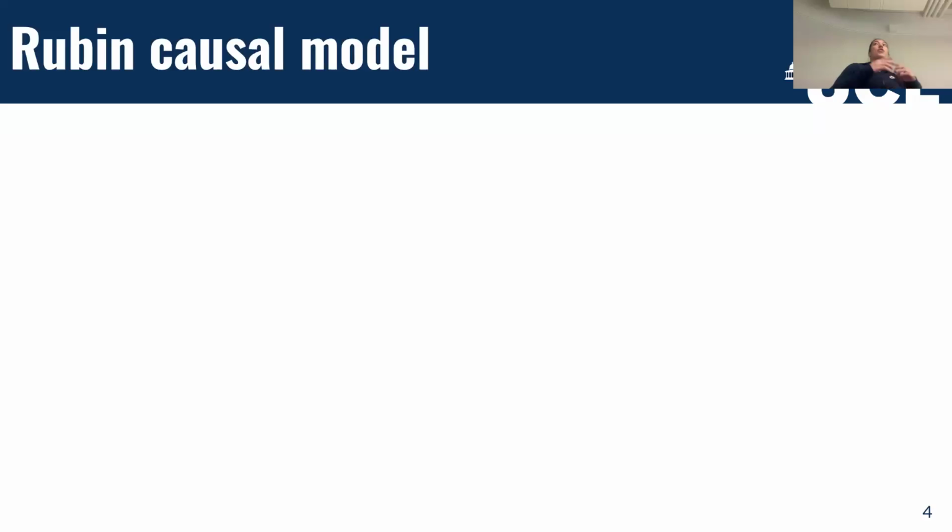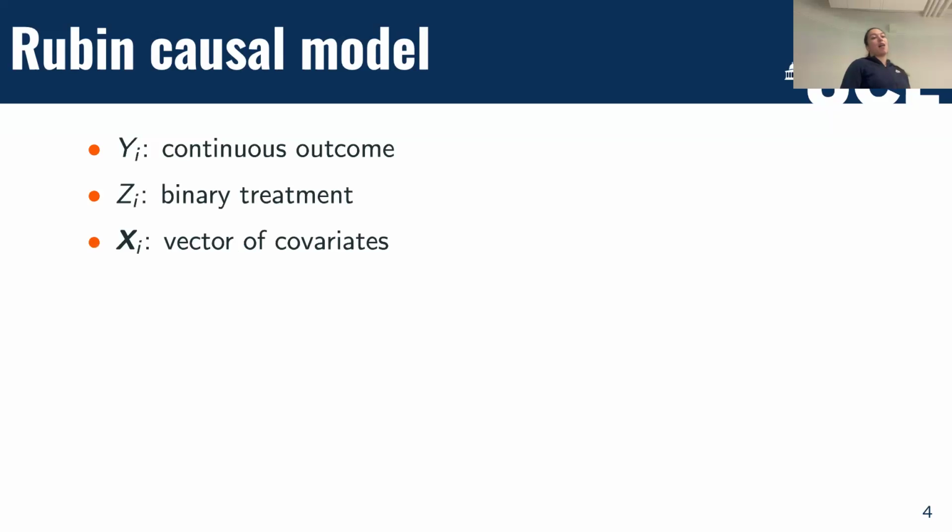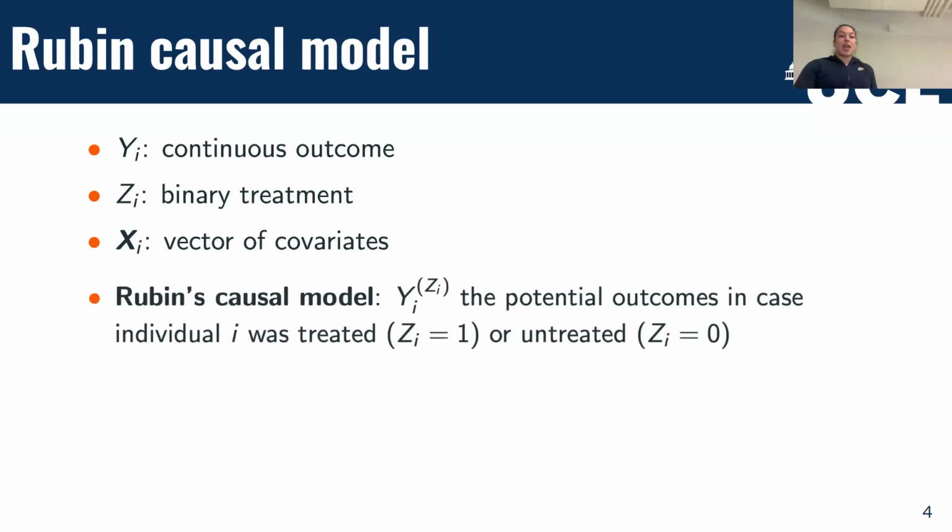When doing causal inference, there are a few frameworks that can be used. We focus on the potential outcome framework. So we have a continuous outcome Y, binary treatment, vector of covariates X, and the Rubin causal model, which is the potential outcome framework. Other ones include DAGs, so graphs.